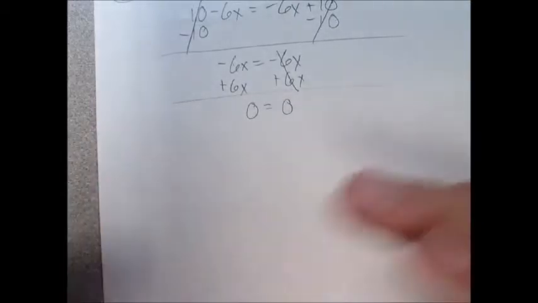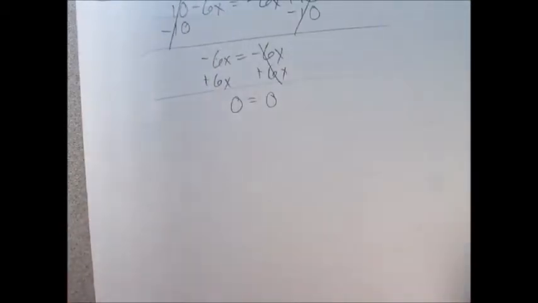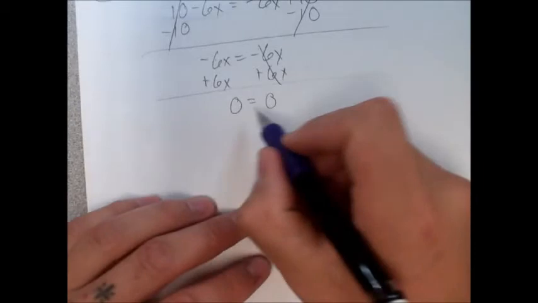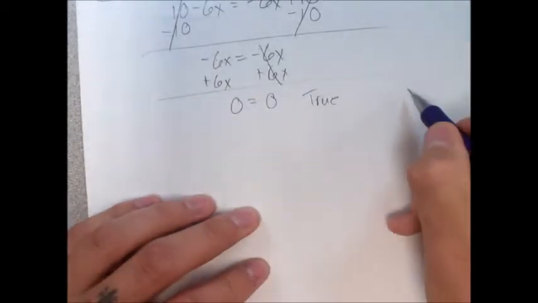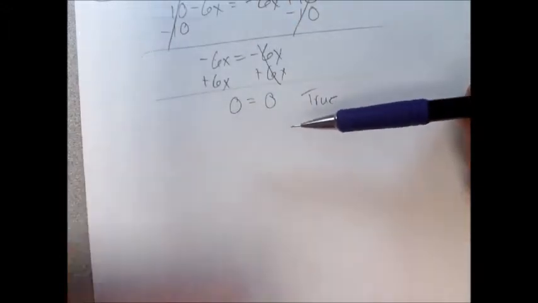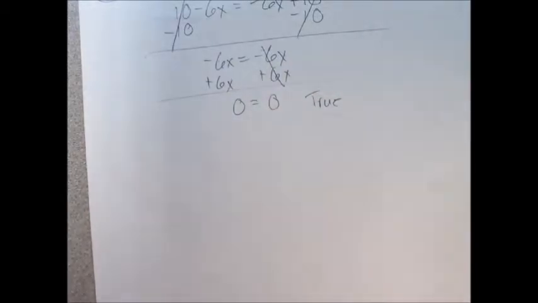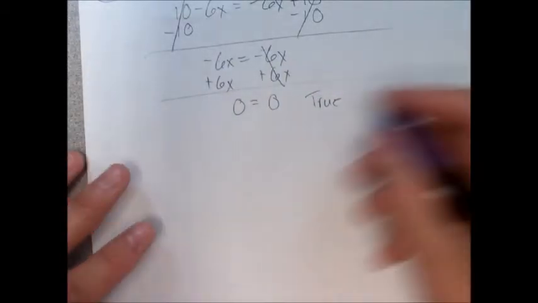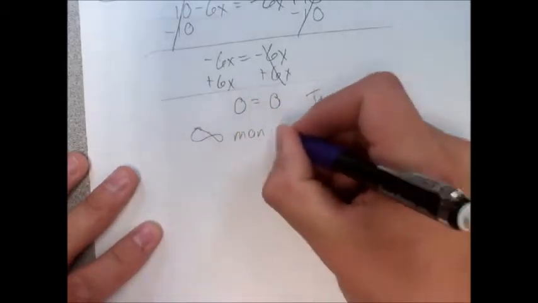0 is always 0. Then I had a college professor that told me that wasn't true. So 0 is always equal to 0. That is true. If I end up with something that is true, whether it be 10 equals 10, negative 6x equals negative 6x, whatever it is, if I end up with something that is true, my answer is infinitely many solutions.